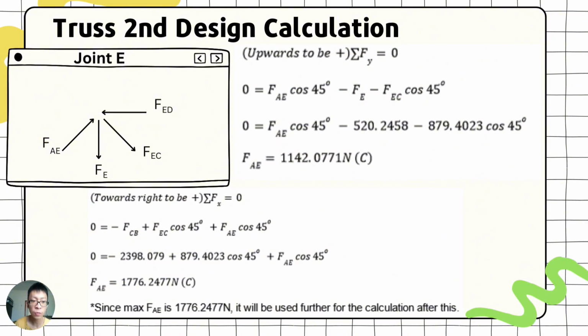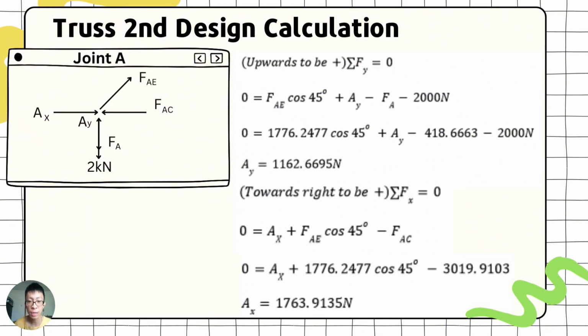However, for joint E, from the summation of Fx, we found that the FAE has a greater compressive force compared to the FAE found in the summation of Fy calculations. So we'll be using the greater force, which is the FAE from the summation of Fx, for the further calculations. And next will be joint A. The same thing happens again by using FAE from the summation of Fy and from the summation of Fx from the previous joint. And then we get AY to be 1162.6695 and AX to be 1763.9135.